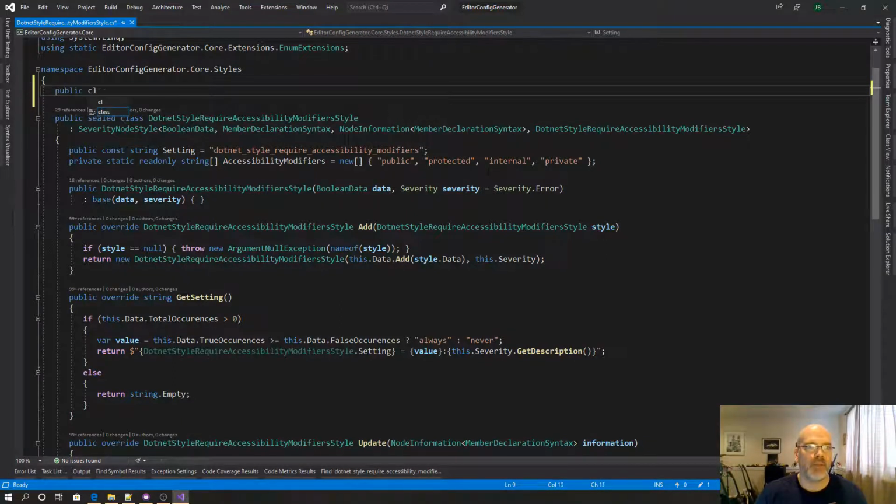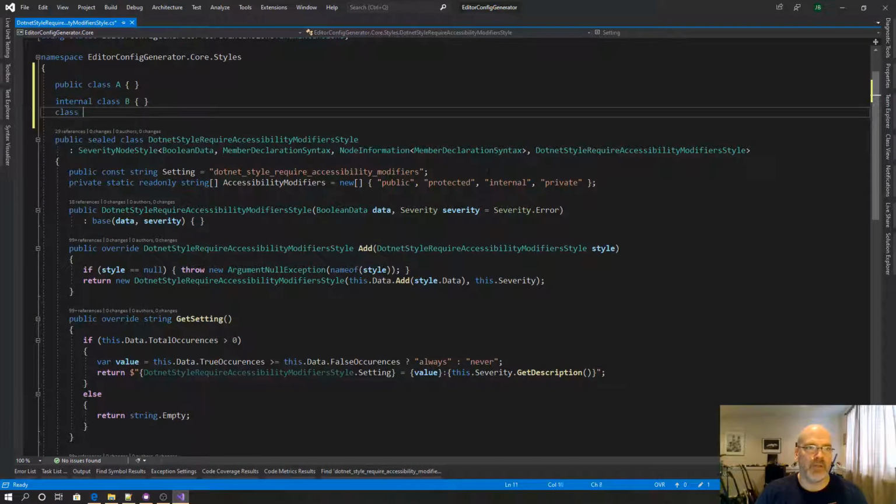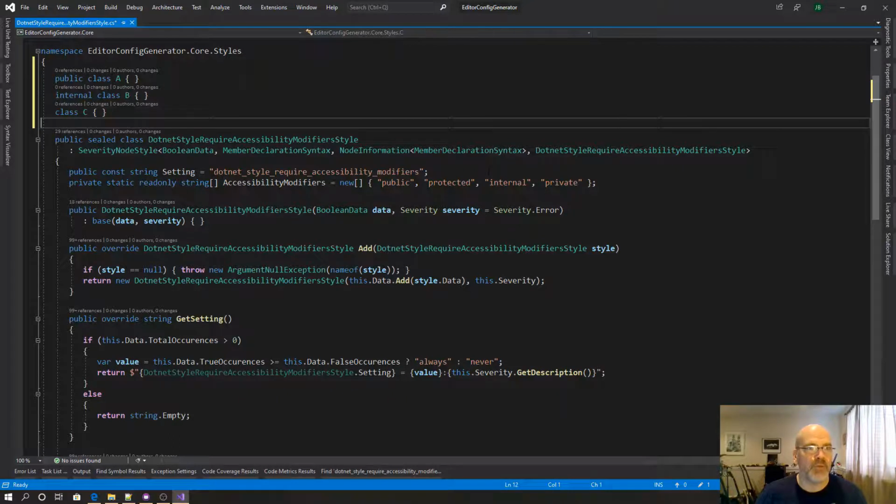I can say public class A. Okay. I can also say internal class B. And I can also just say class C. Okay. Whoops. This one means that C is omit if default. I don't put it in here. Or do I not put it in here because... Yeah, this is where I get confused by the rule here.